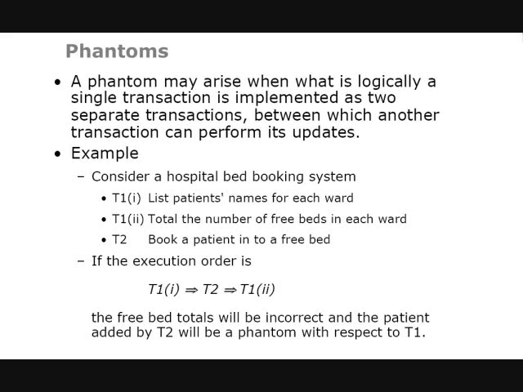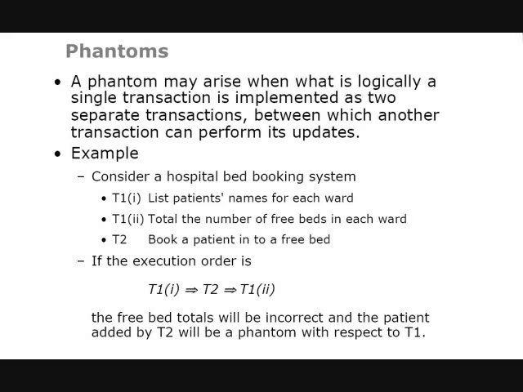So in this case, let's say, for example, that we have a hospital that is booking beds. And a transaction, T1, first lists the patients' names for each ward. So I get a list of all of the patients that I have in a particular ward. And then it's going to compute the total number of free beds, given the patients that I have. So I know the total number of beds. I now have a list of the patients that I have, and I can compute how many free beds I have. And there is another transaction which is going to book a patient into a free bed. So these transactions are operating concurrently.